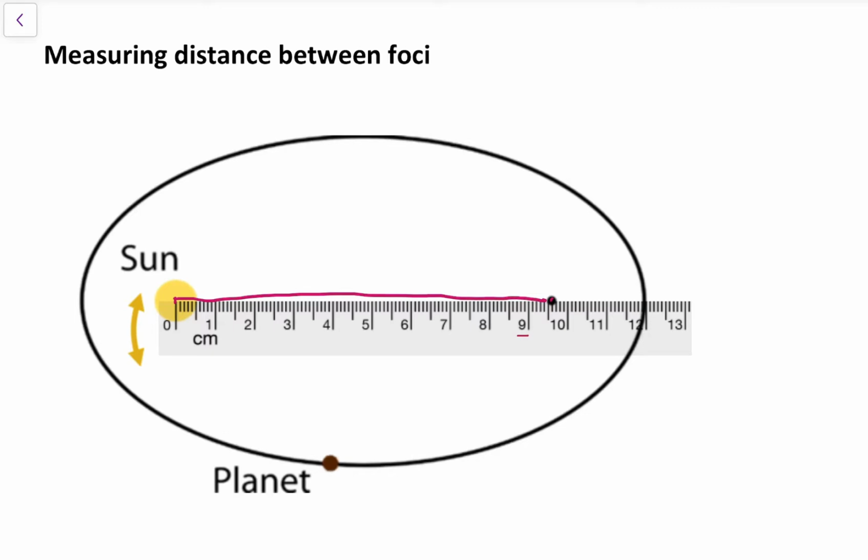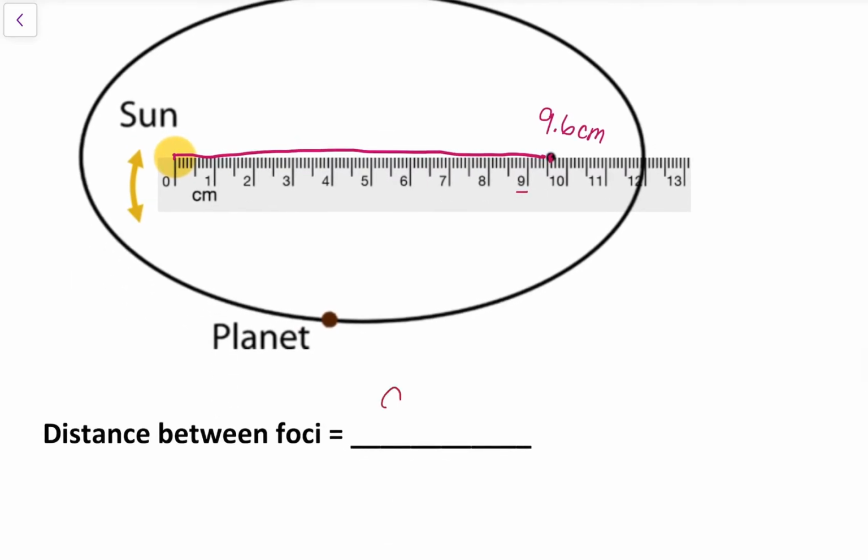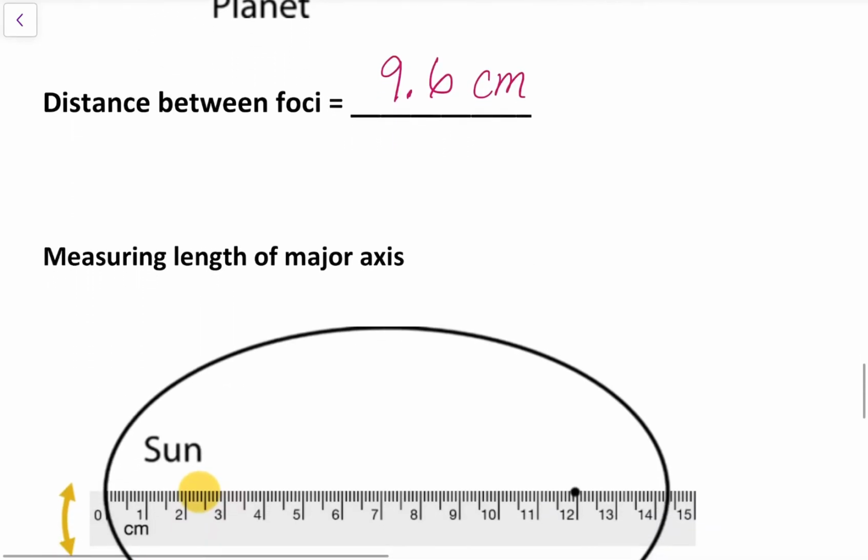Here's 9 centimeters. Each smaller line represents 1/10. So this would be 9.1, 9.2, 9.3, 9.4, 9.5. And it looks like it measures up to be about 9.6 centimeters. Distance between the foci equals 9.6 centimeters.